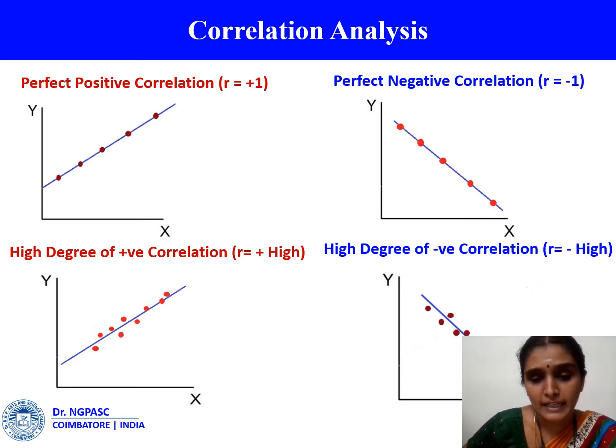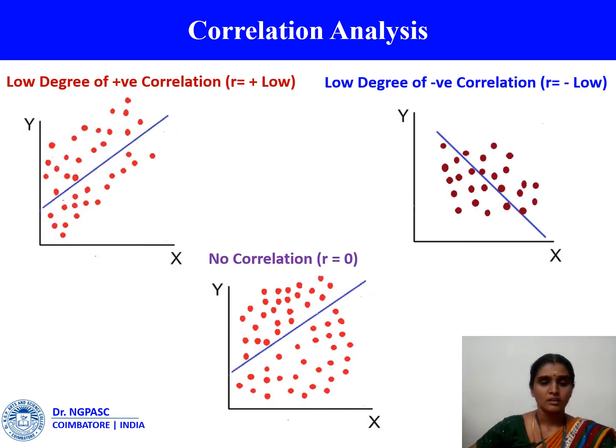In the fourth diagram, here also not all the points lie on the straight line, but they are very near to the straight line, and this straight line represents x plus y is equal to 0. So we can call this a high degree of negative correlation. Here the value of r is very high, negatively high.